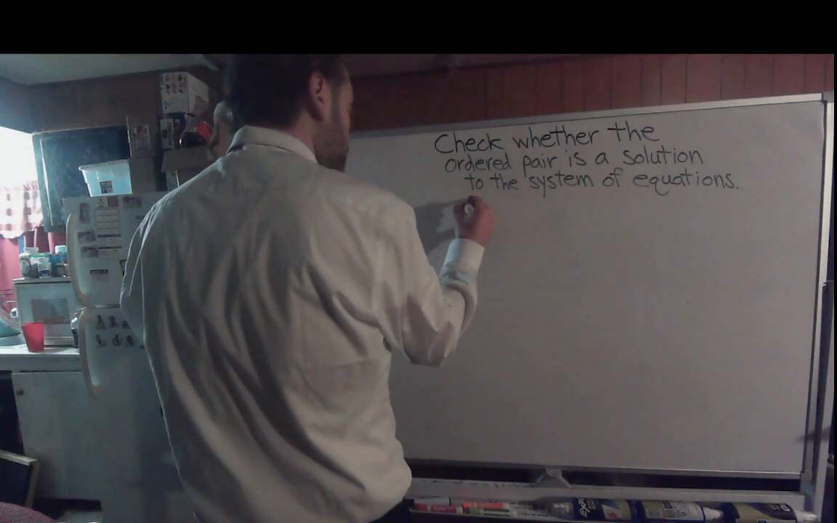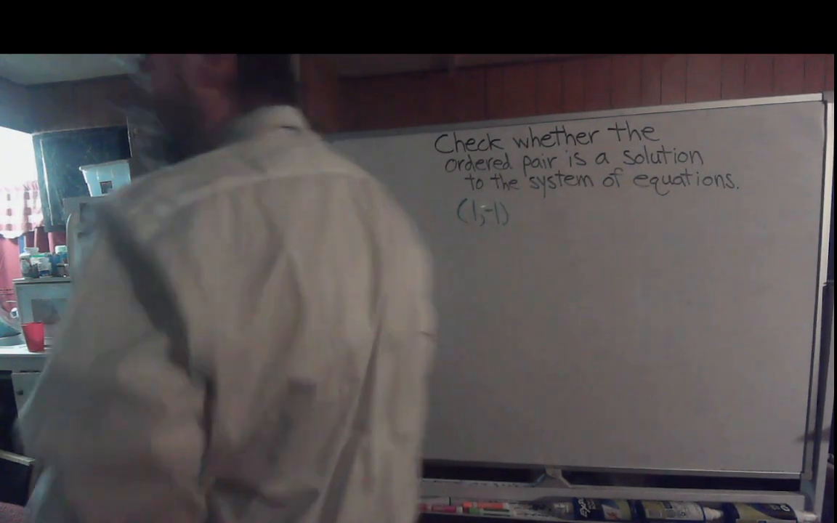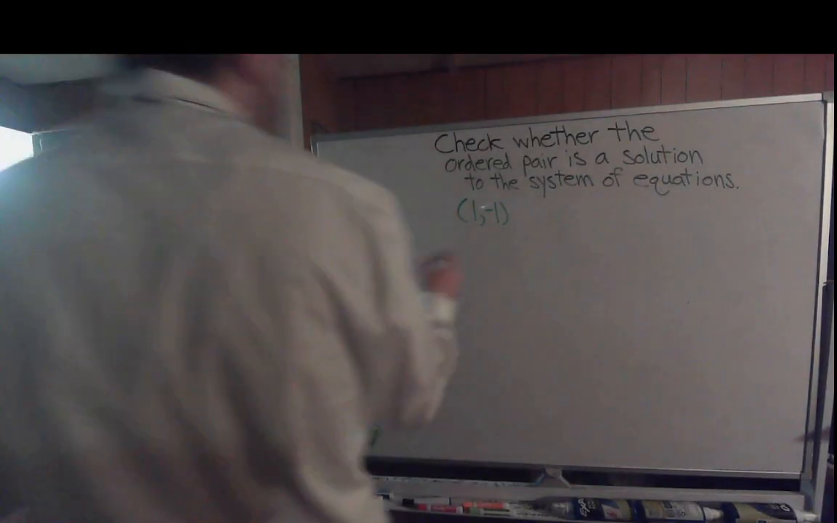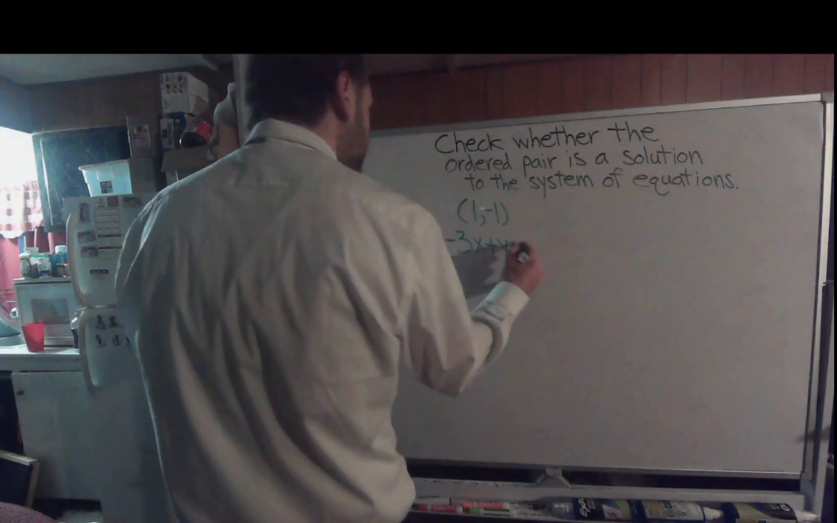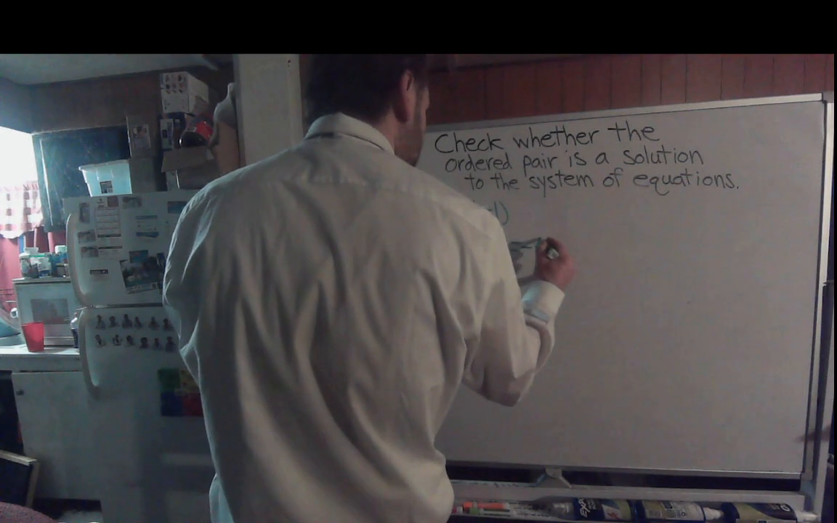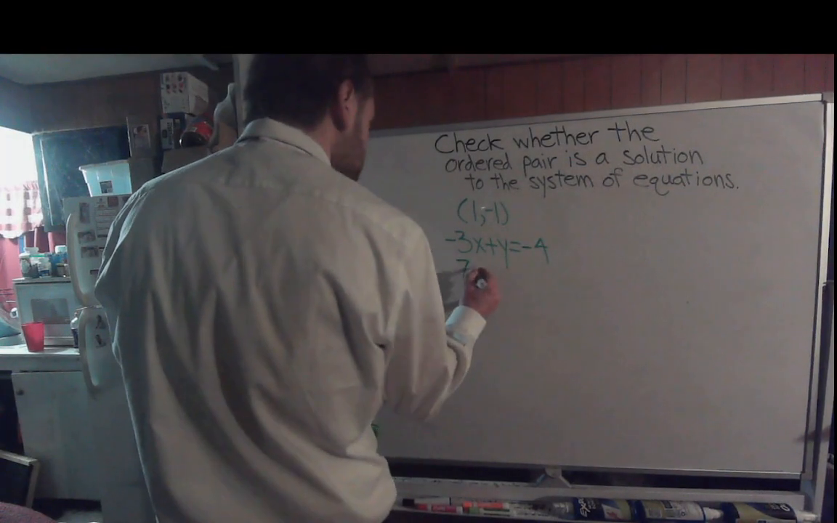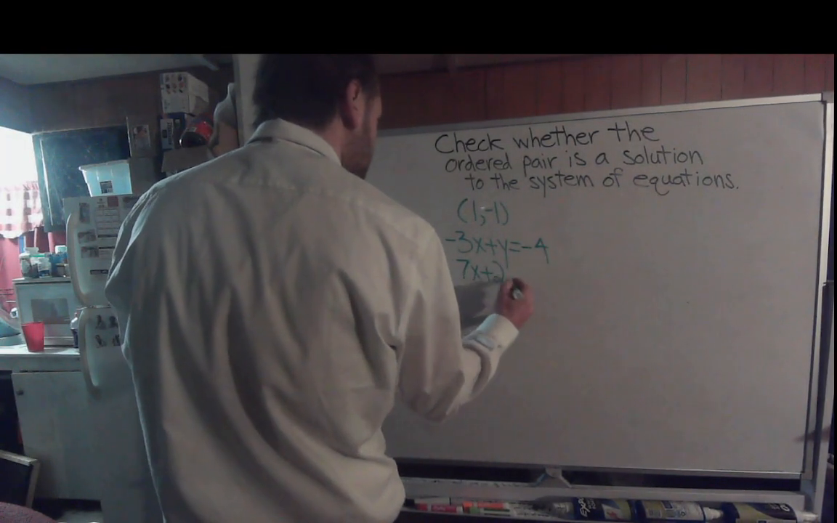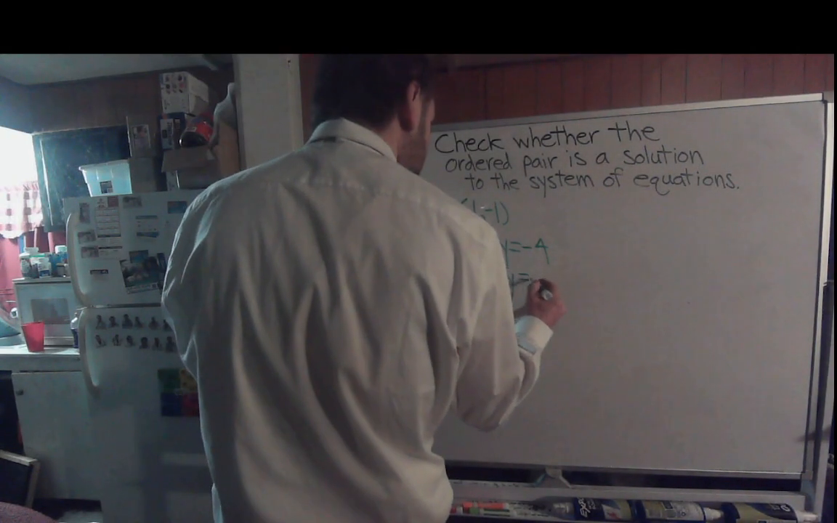Let's do 2 more. This time we have the point (1, -1). We got -3x plus y equals -4. Then we have 7x plus 2y would equal -5.